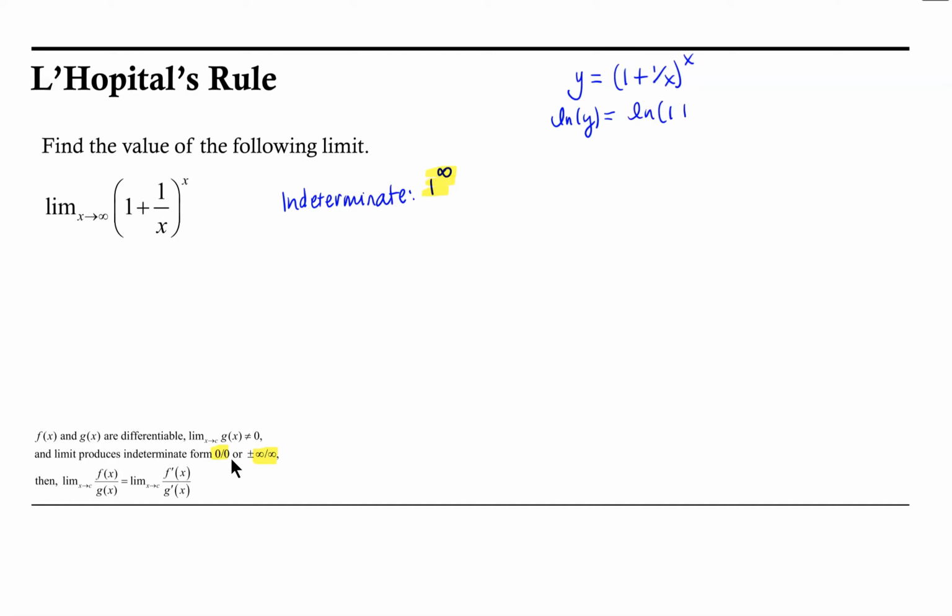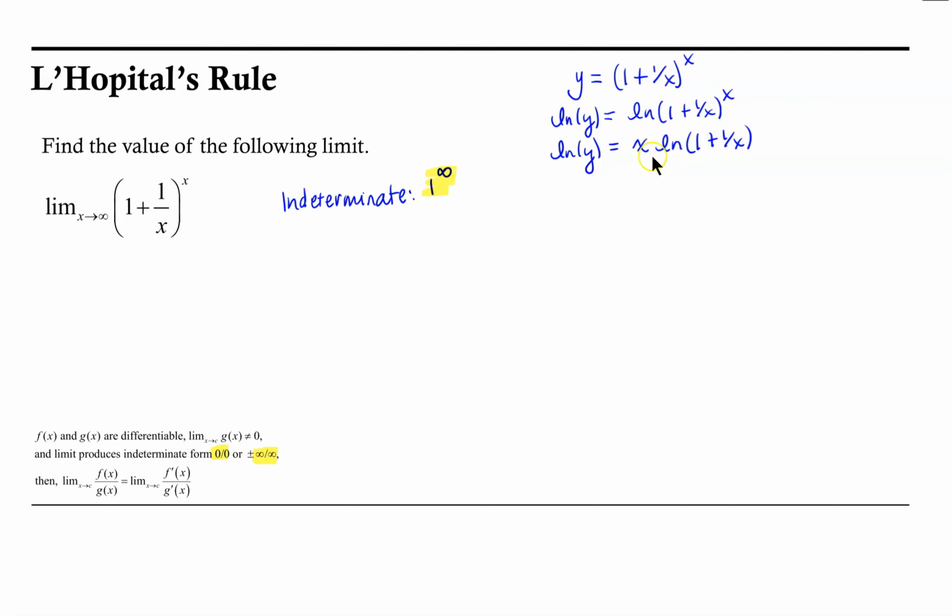And so we end up with the natural log of y equals the natural log of 1 plus 1 over x to the x power. And then we'll use a property of logarithms to rewrite that as x times the natural log of 1 plus 1 over x. So now we have a product. We still don't have a quotient.